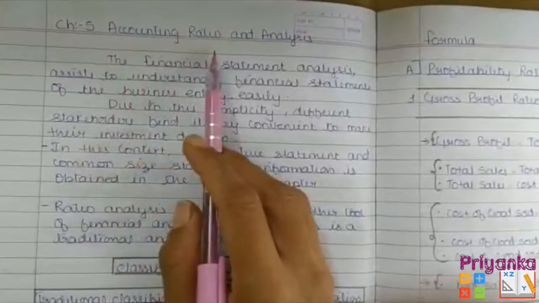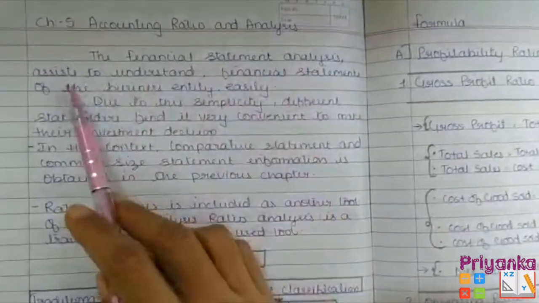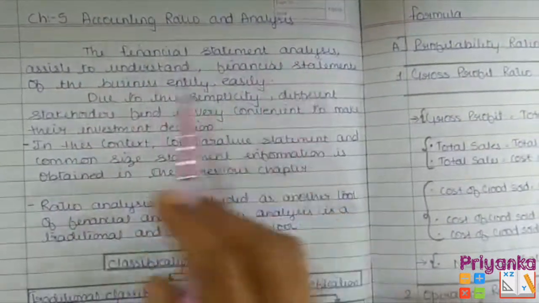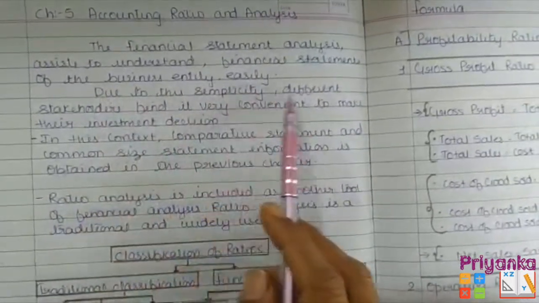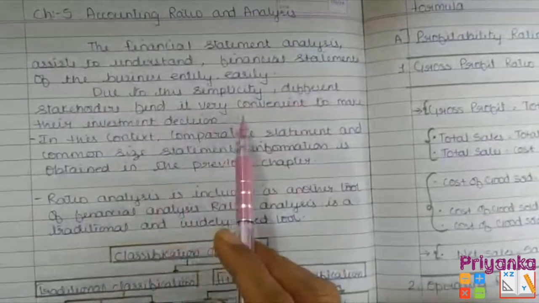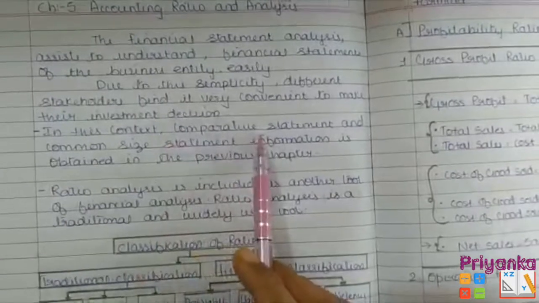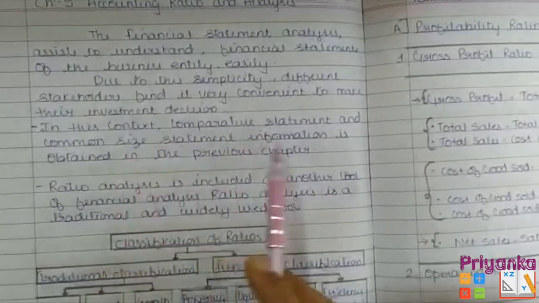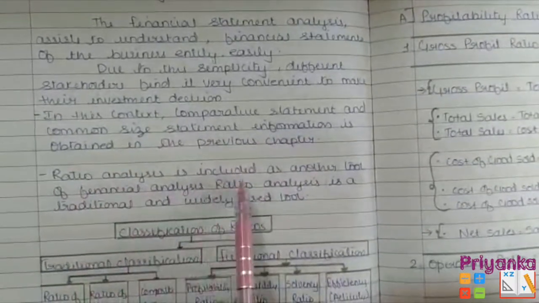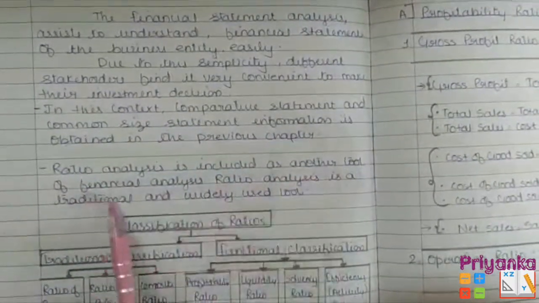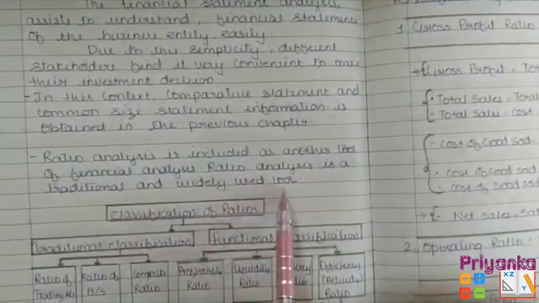Chapter 5: Accounting Ratio and Analysis. Financial statement analysis helps to understand the financial statements of a business entity easily. Due to this simplicity, different stakeholders find it very convenient to make their investment decisions. In this context, comparative statements and common size statements were covered in the previous chapter, and ratio analysis is included as another tool of financial analysis. Ratio analysis is a traditional and widely used tool.